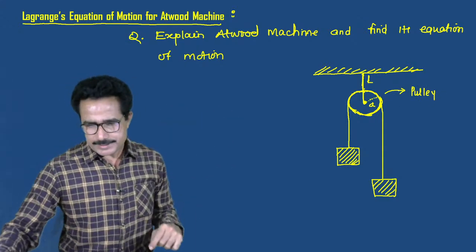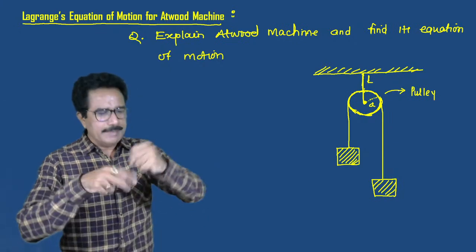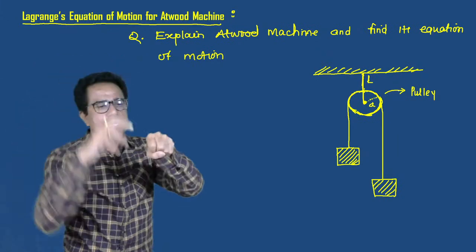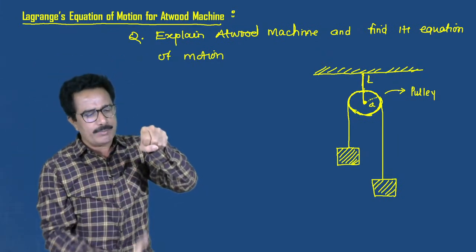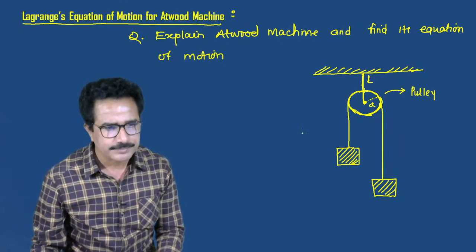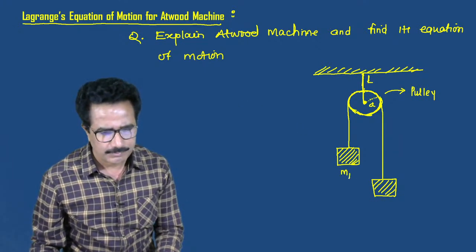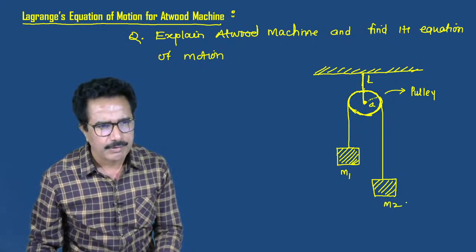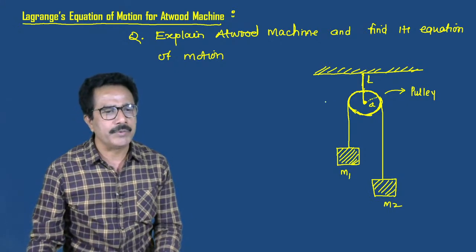Pulley of the radius A. Suppose this is a pulley which is attached to the fixed point, and two masses M1 and M2 are attached to it. Suppose this is a mass M1, this is a mass M2, which are attached to the pulley.